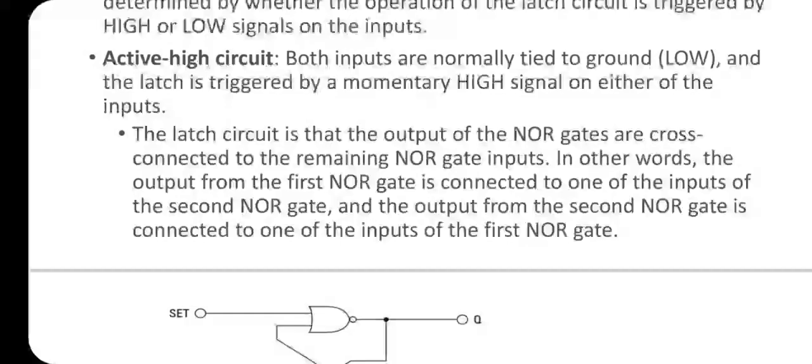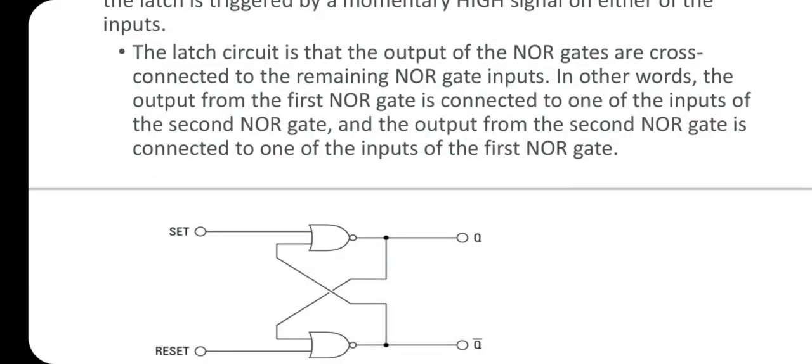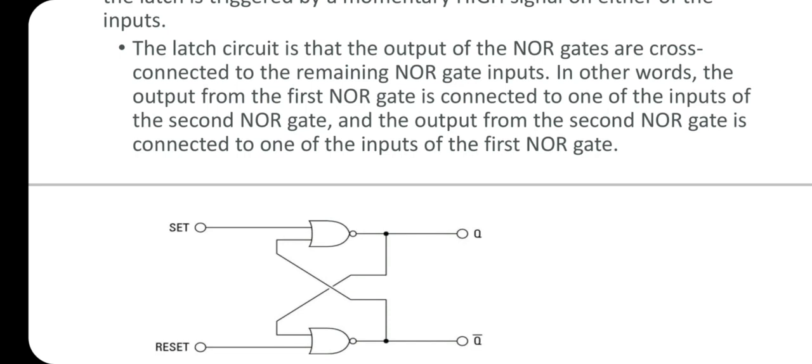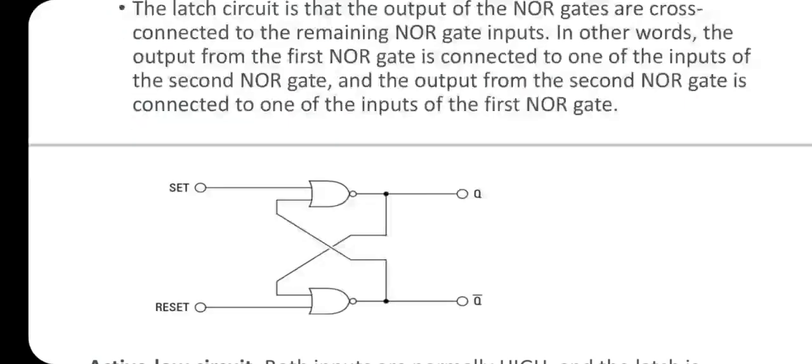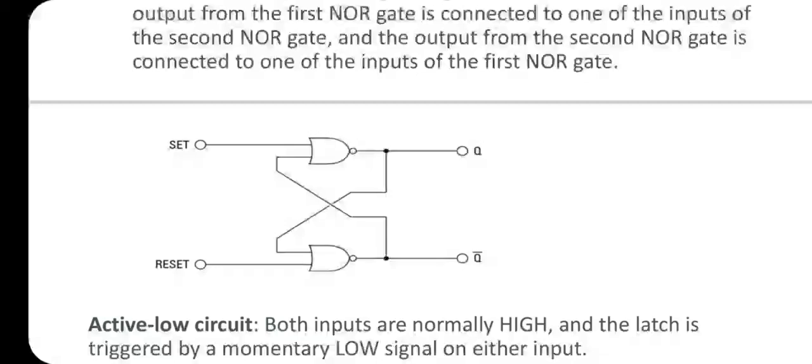What is an active high circuit? Both inputs are normally tied to ground, and the latch is triggered by a momentary high signal on either of the inputs. The latch circuit is such that the outputs of the NOR gates are cross-connected to the remaining NOR gate inputs. In other words, the output of the first NOR gate is connected to one of the inputs of the second NOR gate, and the output of the second NOR gate is connected to one of the inputs of the first NOR gate. This is the circuit of the active high latch.